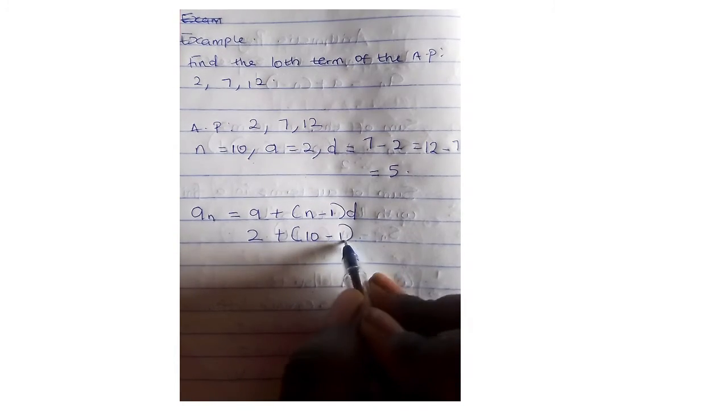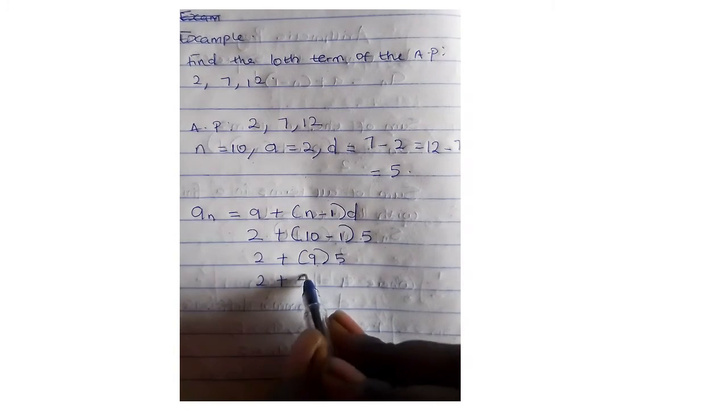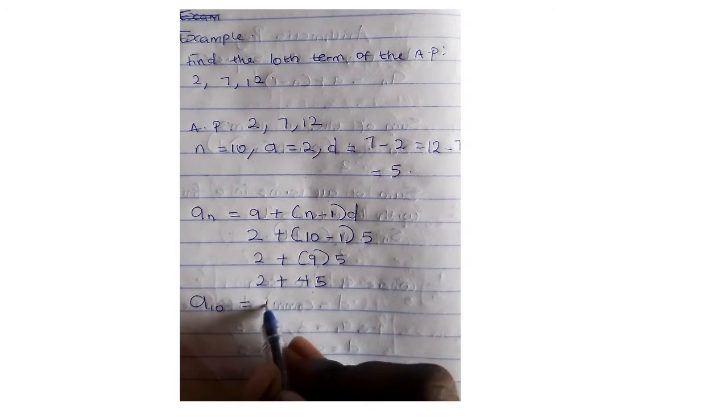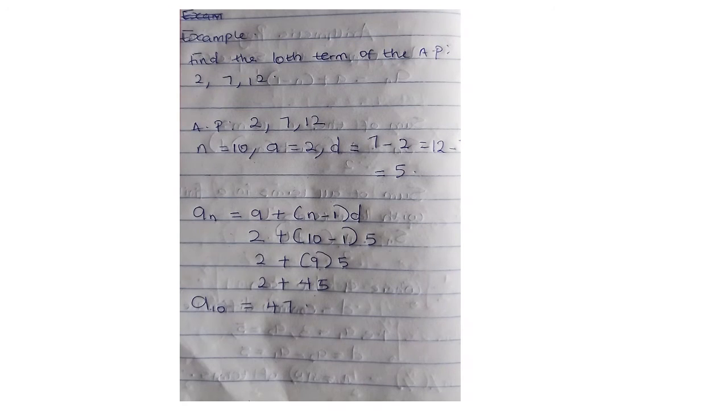Our number of terms is 10, so 10 minus 1, and our common difference is 5. So we're going to have 2 plus 10 minus 1, which is 9, all into 5. So 2 plus 9 multiplied by 5, you're going to have 45. So therefore the 10th term is given as 47. Alright, it's as easy as this, as simple as this.